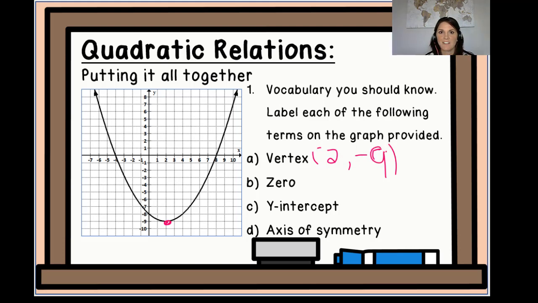So next we're going to look at the zero, or the zeros. So in this case, because our parabola crosses the x-axis in two spots, we actually have two zeros. So if you look at our first point at 8, 0, and the other point is at -4, 0. Remember, the x comes first for the zeros because it's the x-intercept. So let's record those on our sheet.